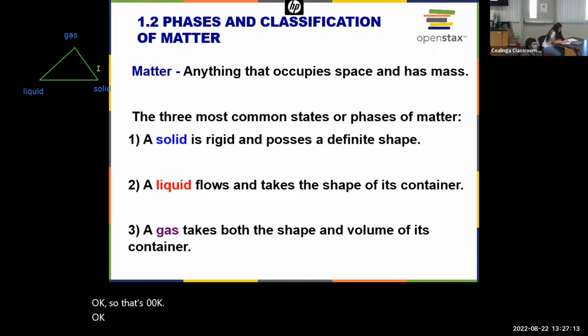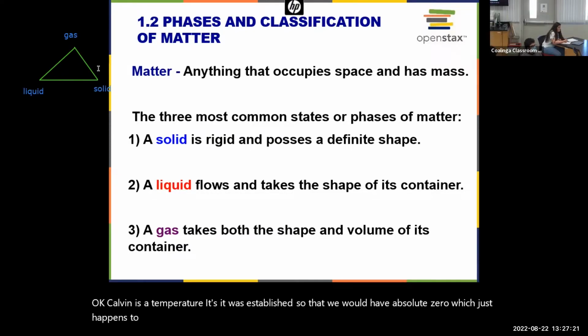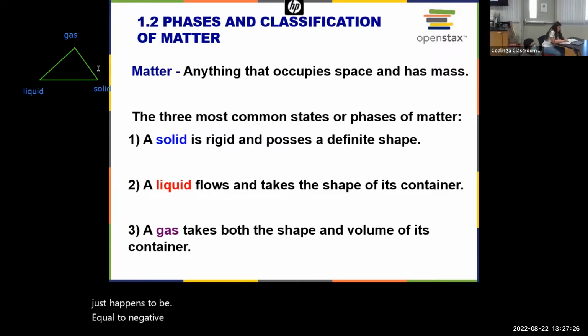Kelvin is a unit of temperature. It was established so that we would have absolute zero, which just happens to be equal to negative 273.15 degrees Celsius.